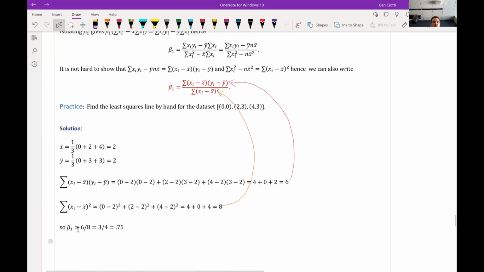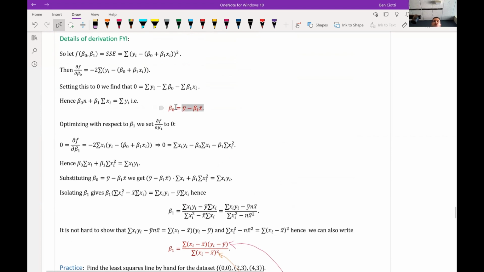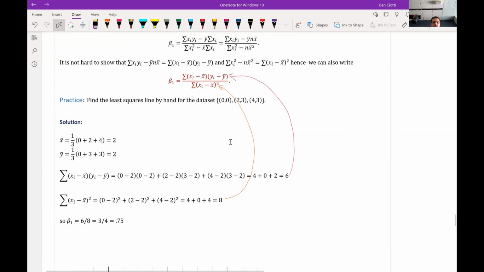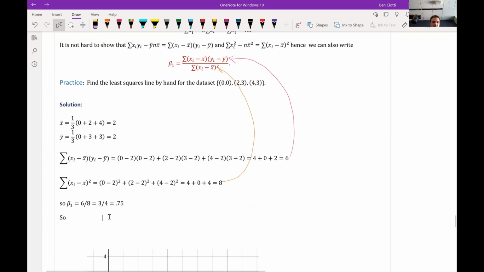The other coefficient to compute is beta 0, so I'll use this equation. So beta 0 is, let's see. Y bar was 2. X bar is... beta 1 is 0.75. X bar is 2. So I get 2 minus 1.5, which is 0.5.